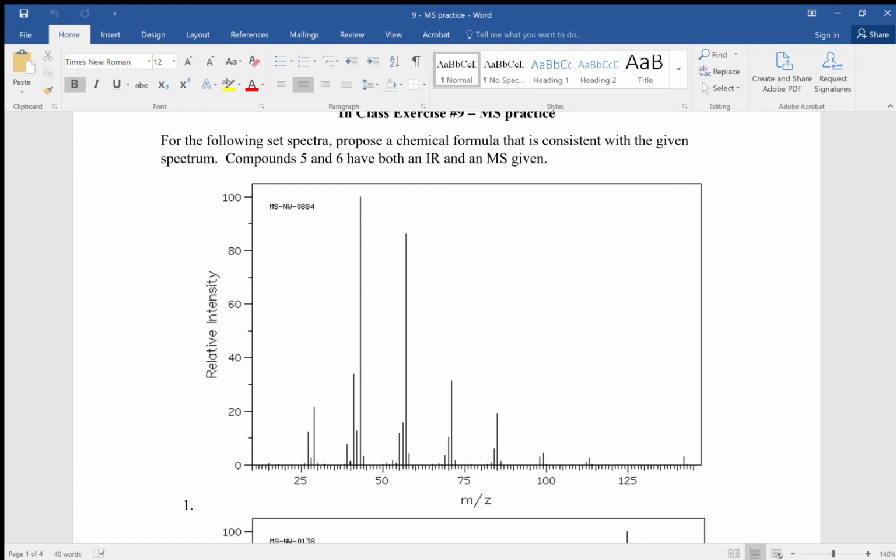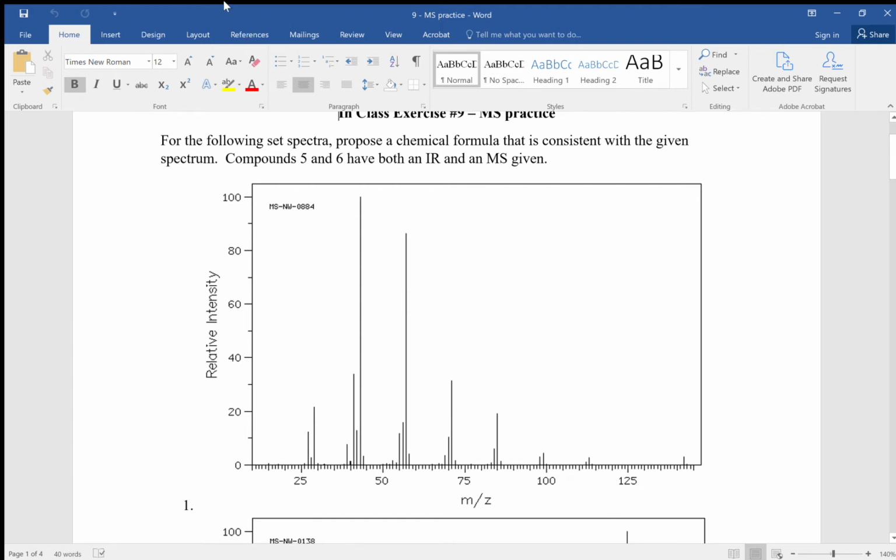Alright, so in this group of practice problems, we have a series of mass spectra, and our goal is just to come up with formulas that fit the spectra. Doesn't mean we're always going to come up with exactly the right formula, but we just want something that's going to be consistent with the information that we have.